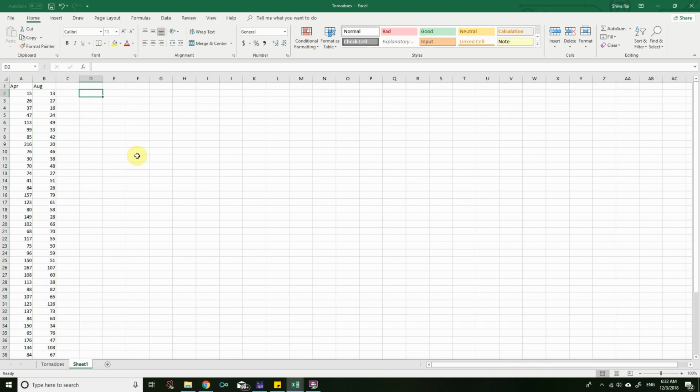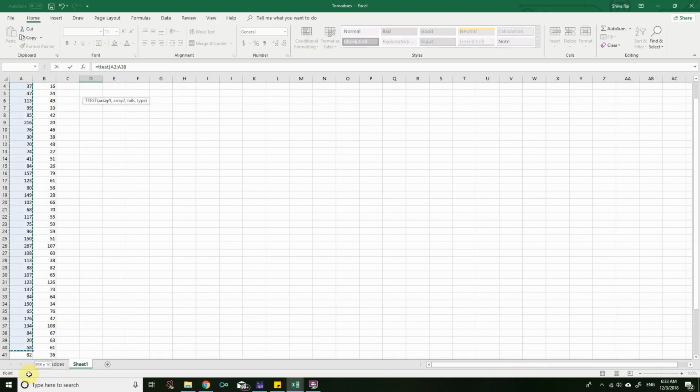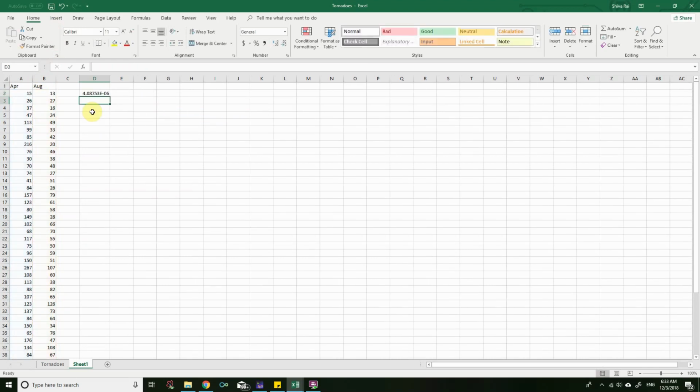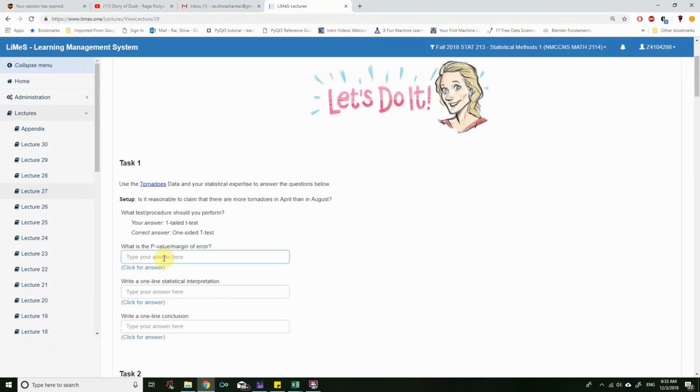So let us write T.TEST, array 1. The first array is this one, comma, second array is this one, comma, this is a one-tailed test and we need the p-value. Okay, so this is 4.0875 e to the negative 06. So that's a very small one. 4.08 to the power negative 6. Write a one-line statistical interpretation.